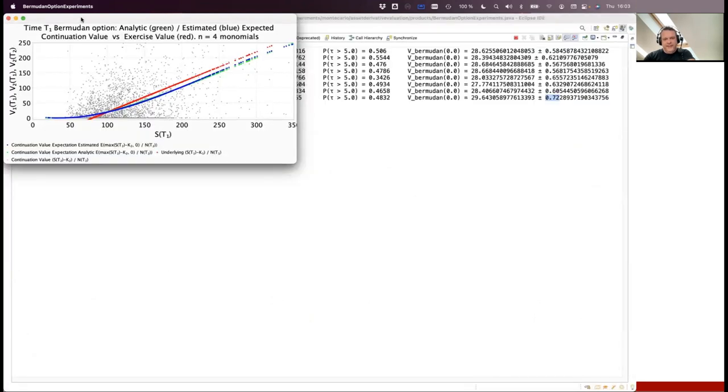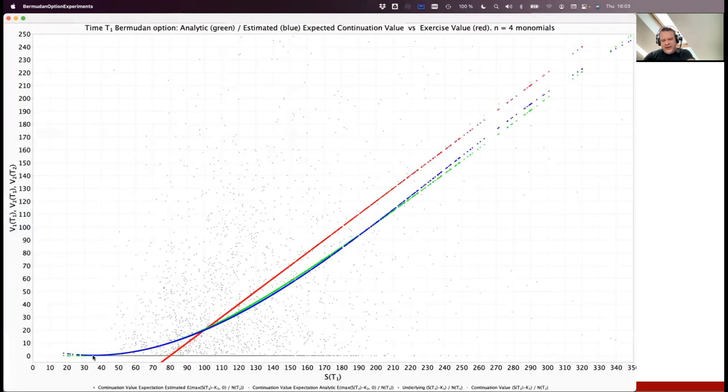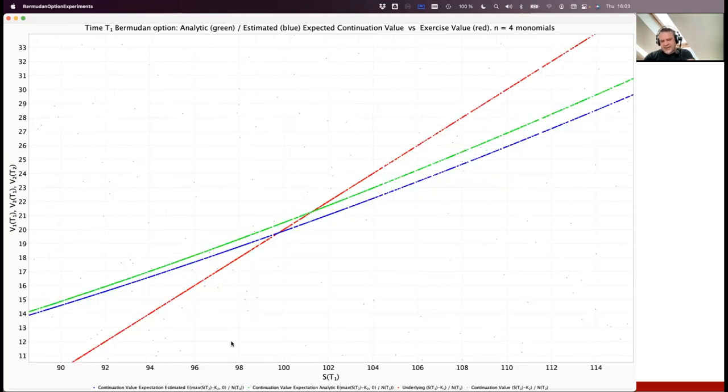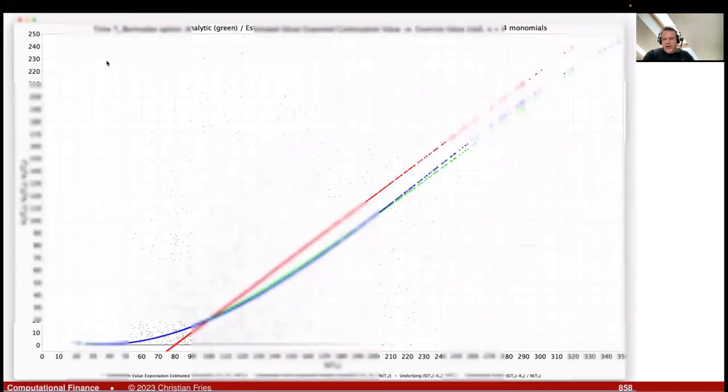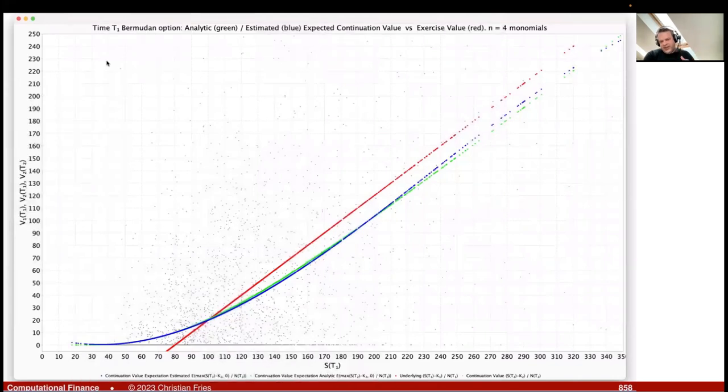But if you look at 4, it's actually a very nice fit of the green line. The green line being the analytic solution, the Black-Scholes formula. This is the exercise point I would like to meet. This is the one that I get. Just a linear function, 2 basis functions, 1 and s. Not so bad, but okay, the figure with 4 basis functions is maybe a nice one.